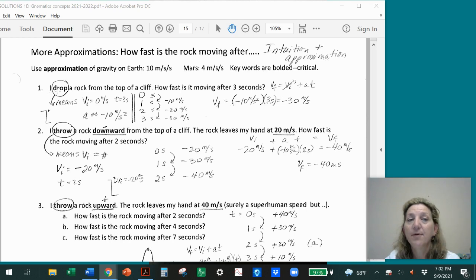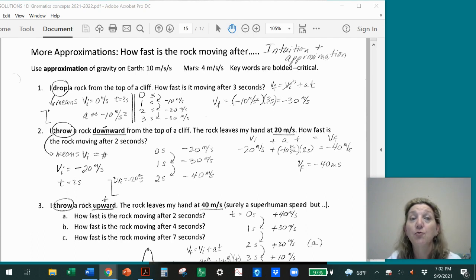I drop a rock from the top of a cliff. How fast is it moving after 3 seconds? Well, dropping, you're just letting it go. That first instant, it's at 0. So your V initial is 0 meters per second. Your acceleration is negative 10 meters per second squared. They didn't say that you are on Mars yet. So now, for 3 seconds, you start off at 0. You go negative 10, negative 20, negative 30. You can do this easily in your head, and you could also use an equation.